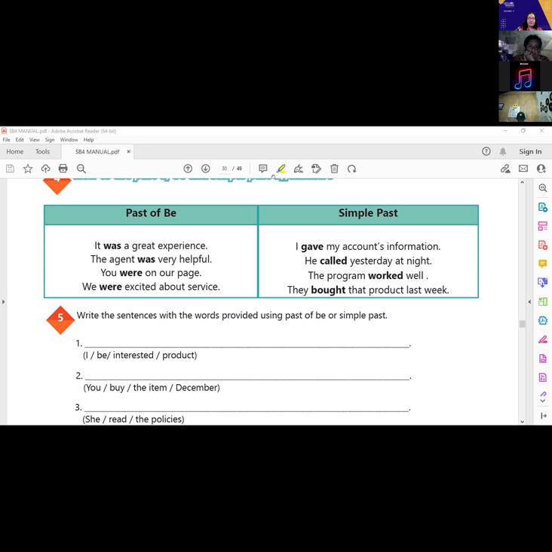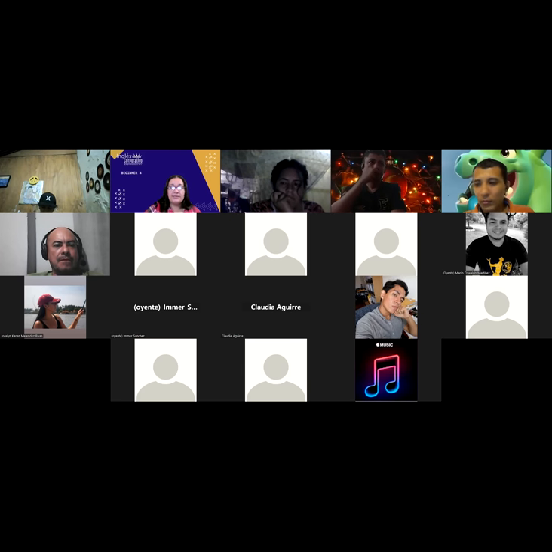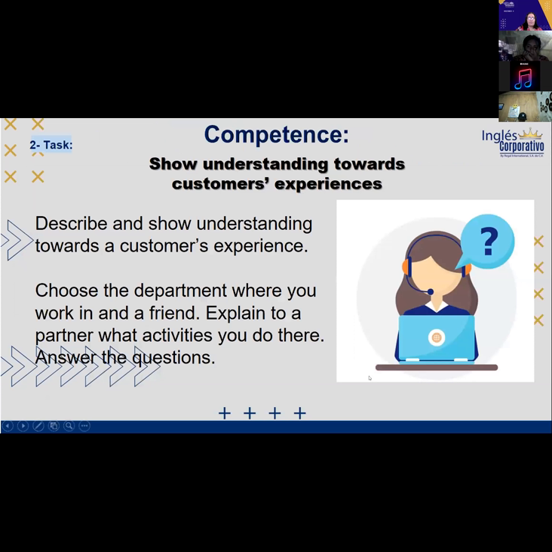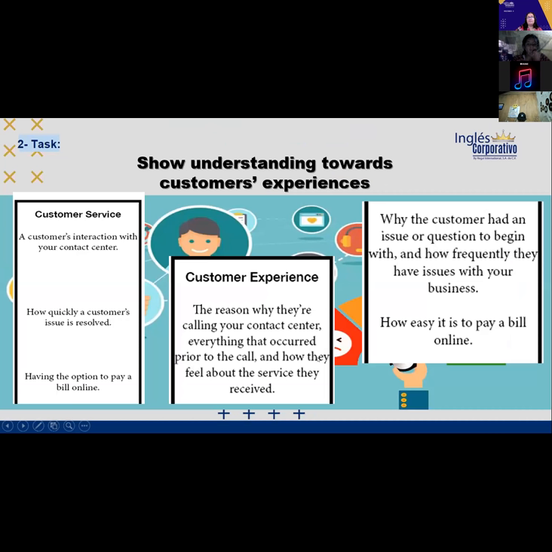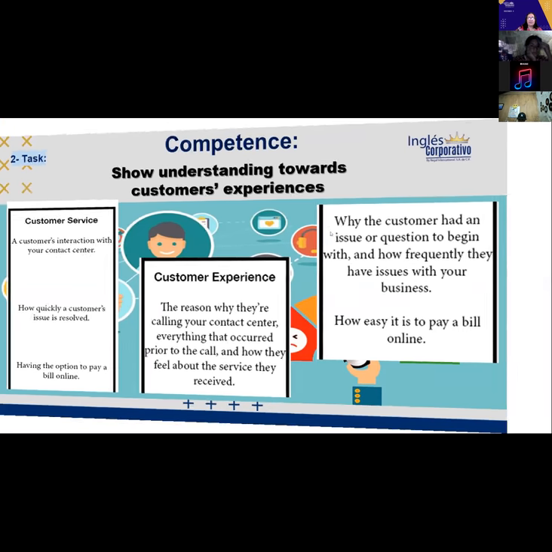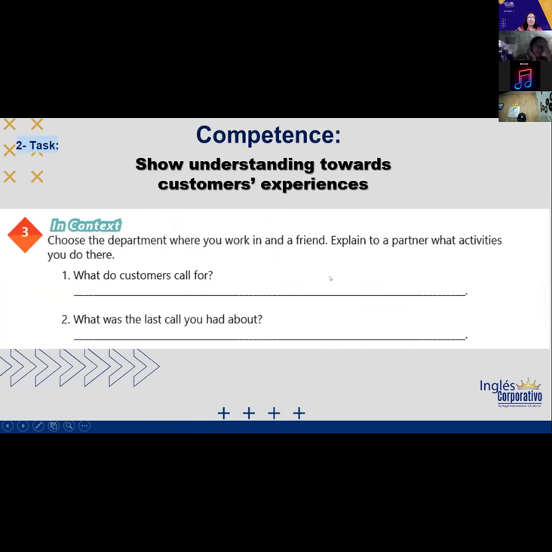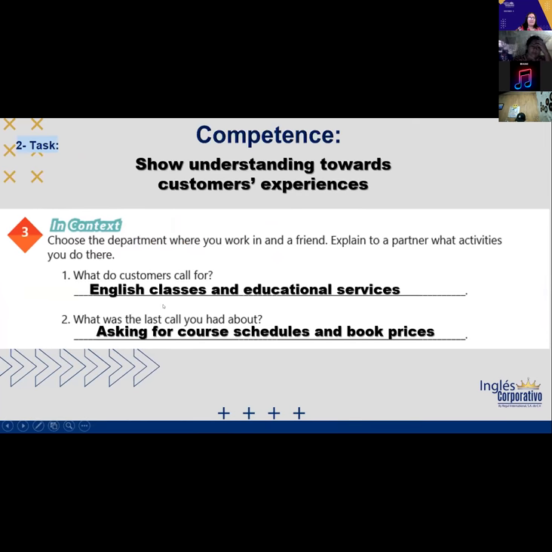Yes? Let me share one last chart about this. Hold on. Lately I messed up with the PowerPoint. But here. This is what we just discussed. Why customer service? Okay, customer service interaction with your contact center. This is something related to customer service experiences, how a customer issue is resolved. This is like the definitions of the customer service, okay? This is what we were discussing at the beginning. So, these were the questions that you were answering. Okay, this is in case I was going to give you an example, okay?